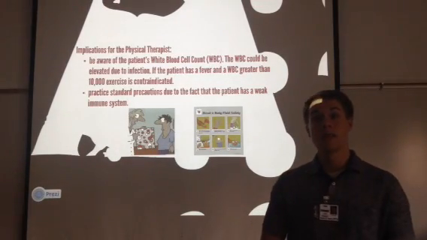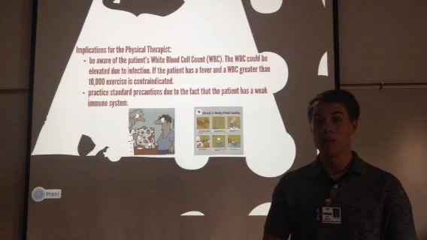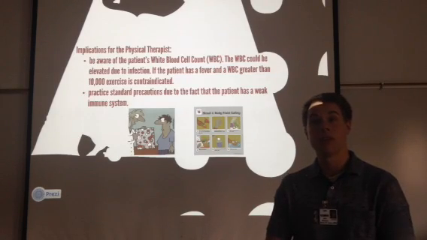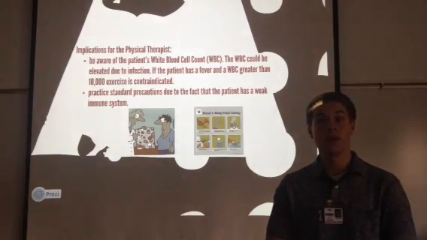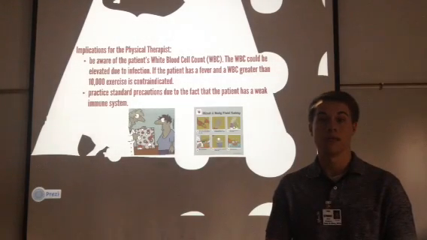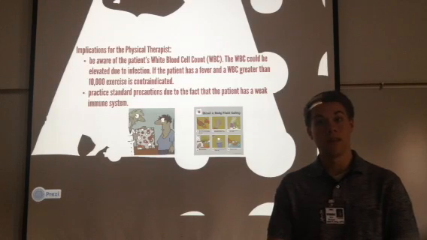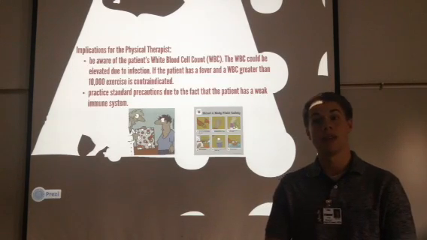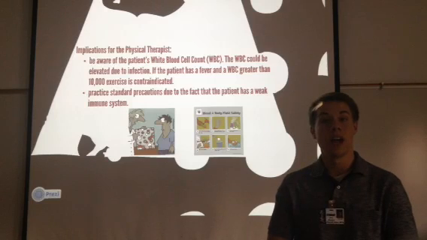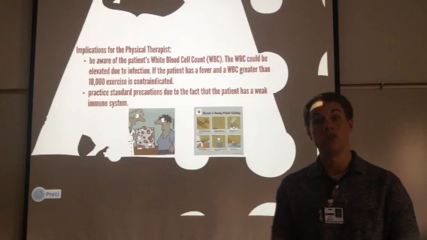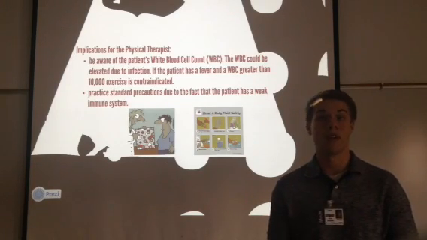Alright, some implications that the therapist should be aware of with patients with VRE are lab values. Physical therapist assistants should be aware of the patient's white blood cell count. The white blood cell count could be elevated due to infection. If the patient has a fever and a white blood cell count greater than 10,000, then exercise is contraindicated. You should not do exercise if you have these lab values.